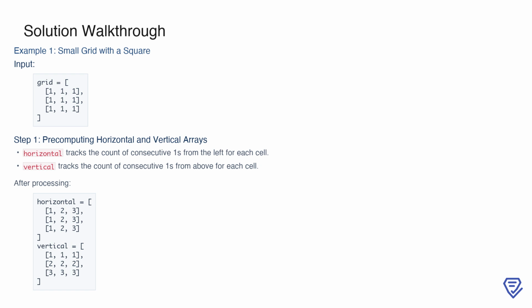For the given input grid, we calculate these values for every cell. In this case, the horizontal array shows the cumulative count of ones row-wise, such as 1, 2, 3, across each row, and the vertical array accumulates the count column-wise, such as 1, 2, 3, down each column. These pre-computed arrays will help us efficiently verify the borders of potential squares in the next steps.